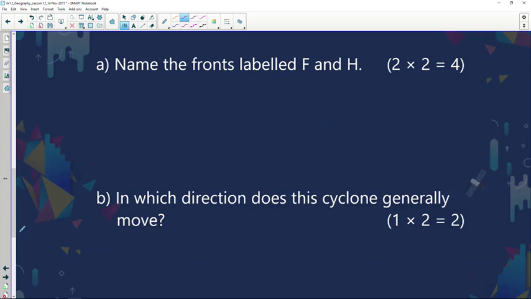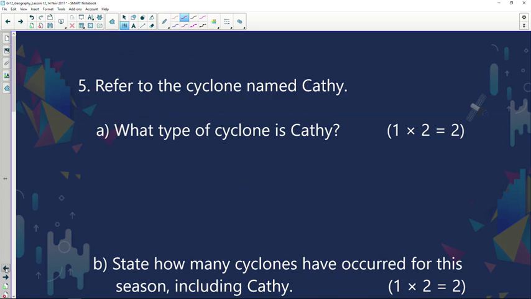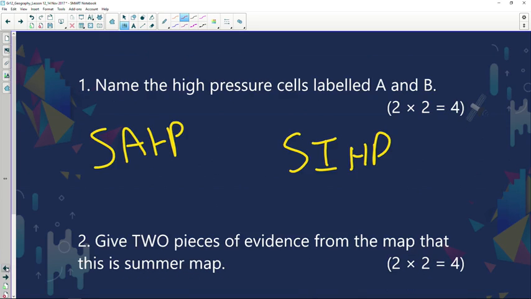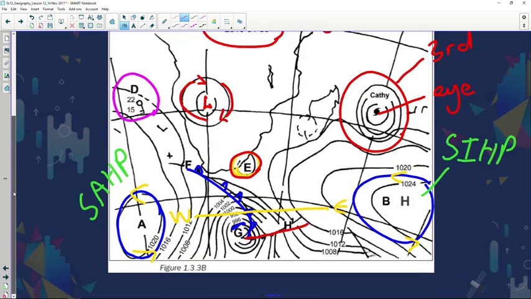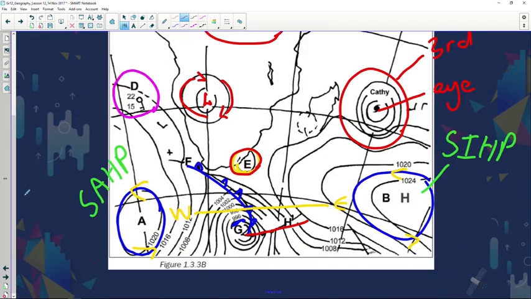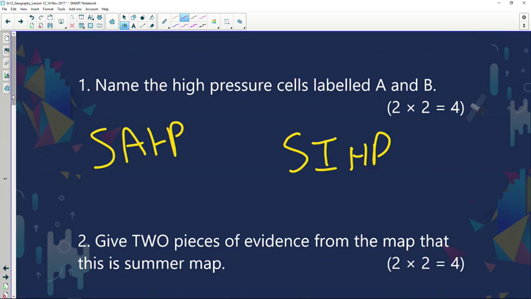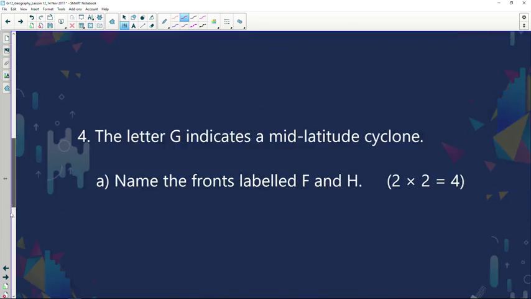If we look at our next question, in which direction does this cyclone generally move? And we've discussed that already as well. As you can see, it moves from west to east. Let's continue to our next question.